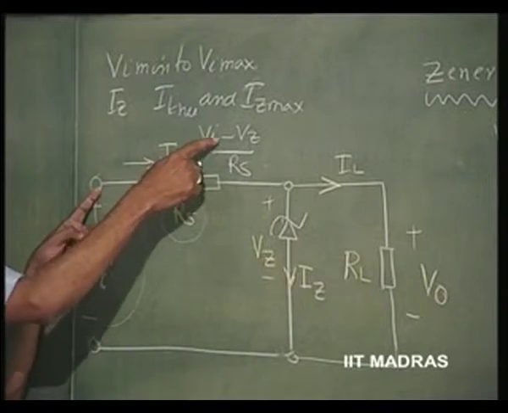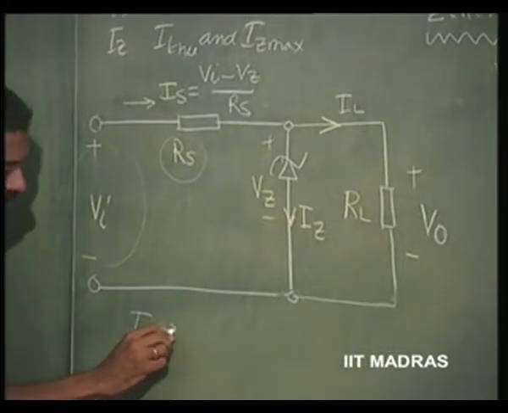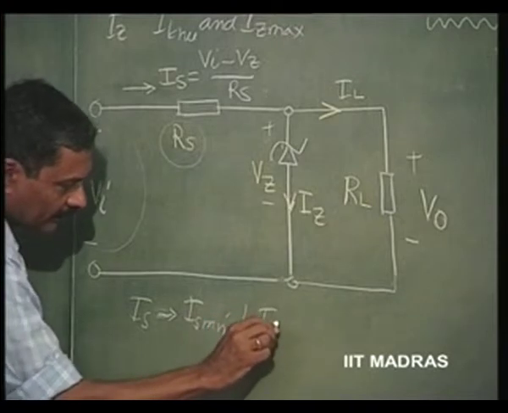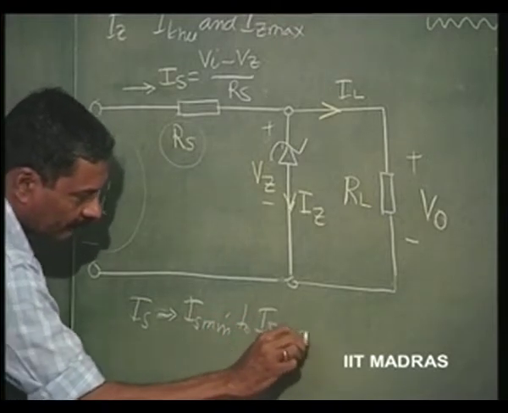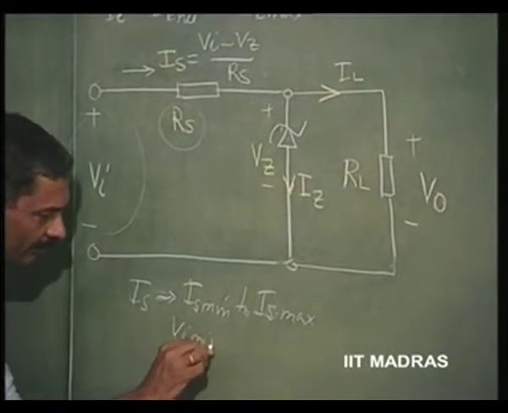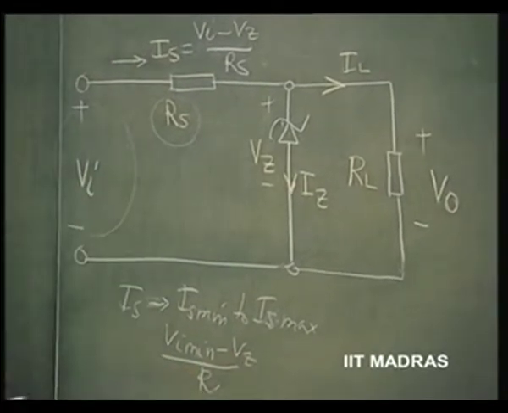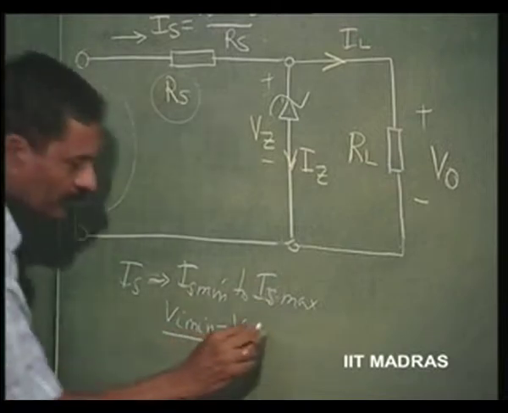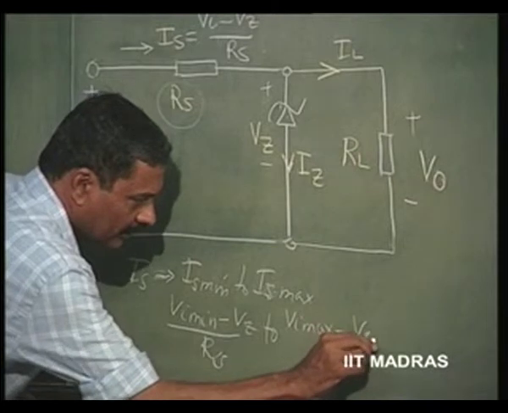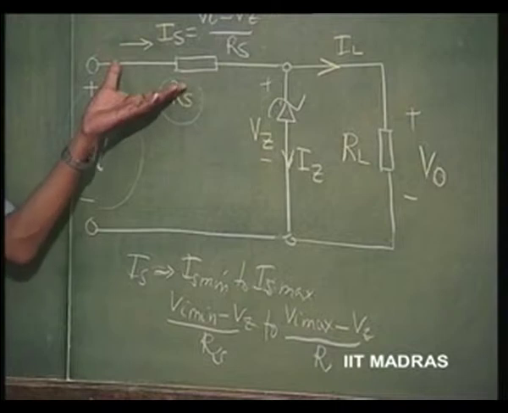This current can therefore vary because V I is changing from V I minimum to V I maximum. That means I S is going to change from I S minimum to I S maximum. How is that found out? Because it is changing from V I minimum minus V Z by R S, to V I maximum minus V Z by R S. This is the range of variation of this current.